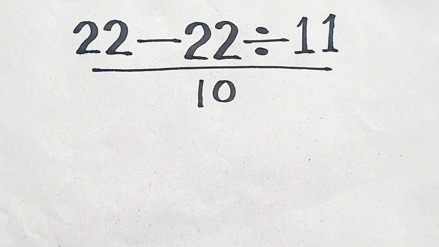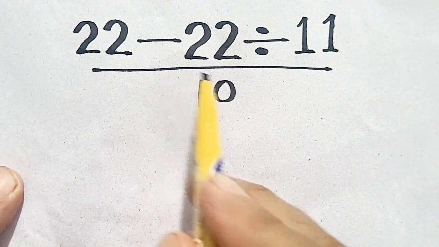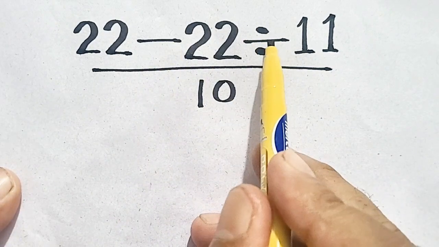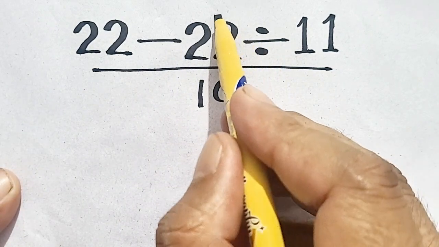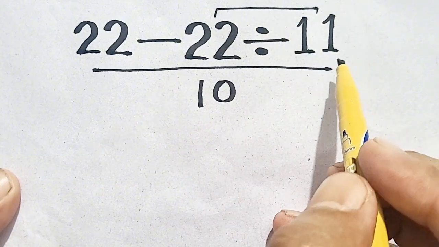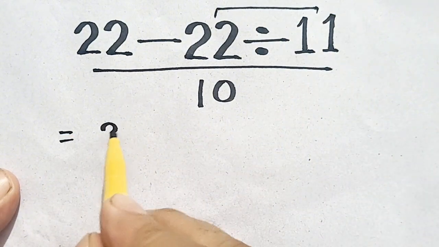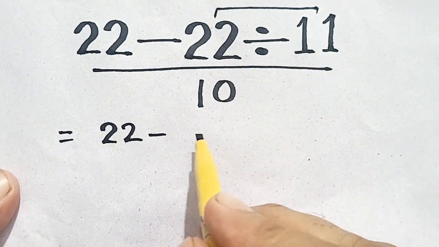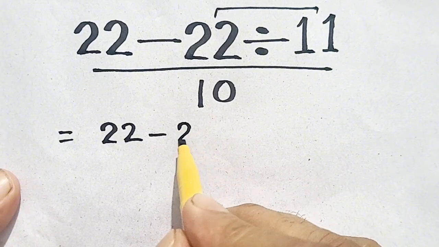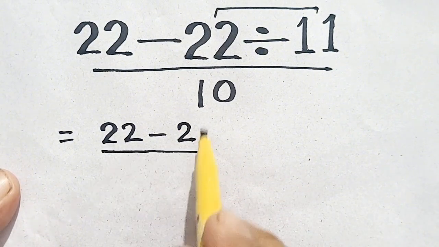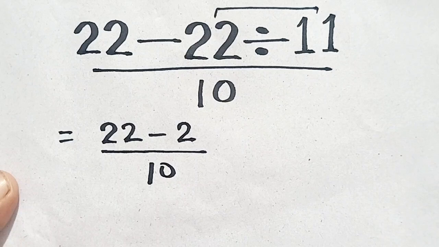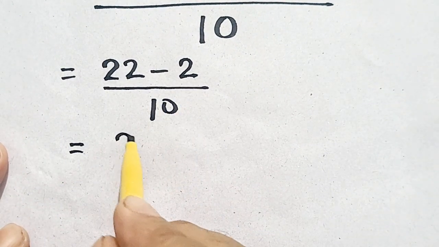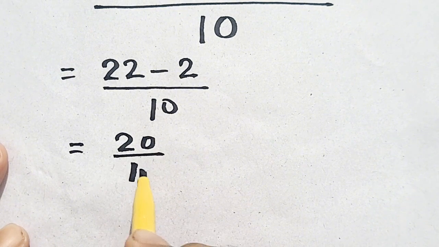Now we will solve it by following the order of operations. First of all, division is solved, not subtraction. So division is solved. Division is among 22 and 11. So 22 minus 22 divided by 11, this is equal to 2, since 11 twos are 22. So divided by 10. Now 22 minus 2 is equal to 20 divided by 10.